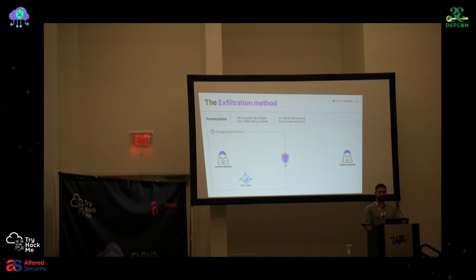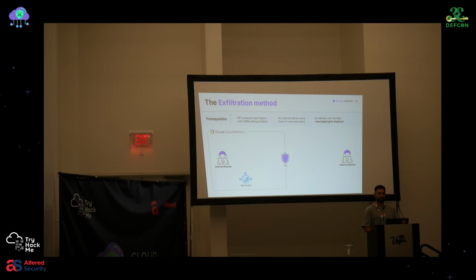The second prerequisite is that we have some kind of initial foothold inside the environment. The attacker must be able to execute operations, execute code. It can be a VM, it can be a Cloud Run, it can be any form of code execution inside the environment. And we have also the external attacker, which is just a VM on the internet. And the internal attacker has an identity with the role App Engine Deployer, which is a very commonly given role that's been given to developers that need to deploy their new versions to the applications.